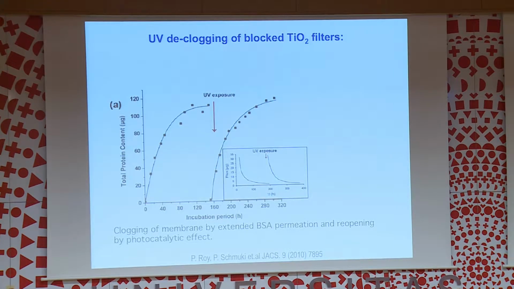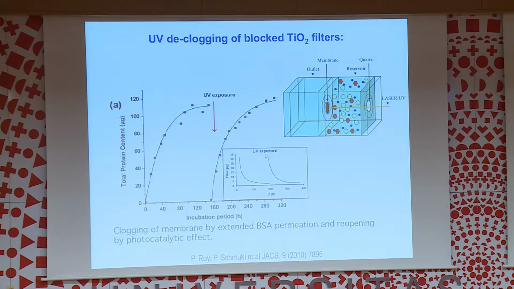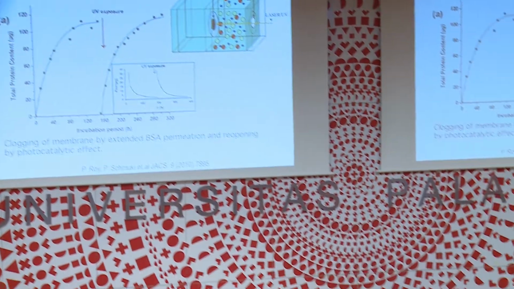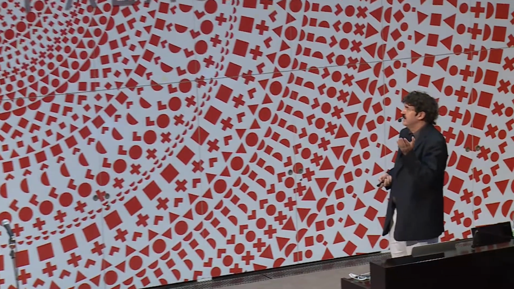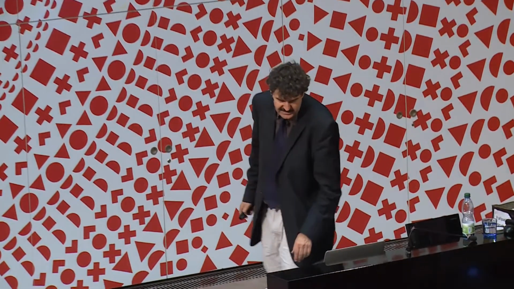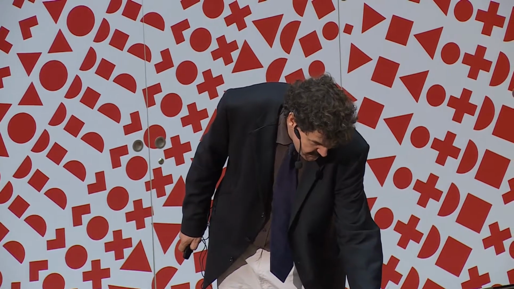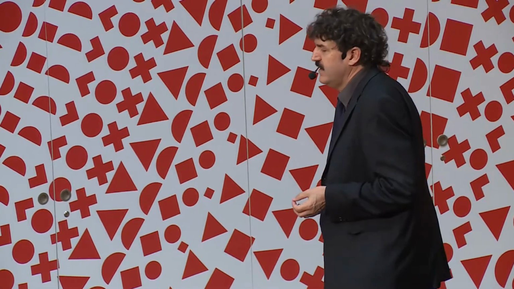Now, using the photocatalytic properties of TiO2, you may shine light onto this membrane and therefore decompose the proteins that are stuck in the membrane, and therefore reopen the membrane again and declog it. So the membranes become reusable, and this, I think, is a very nice feature of such membrane properties combined with photocatalytic properties.